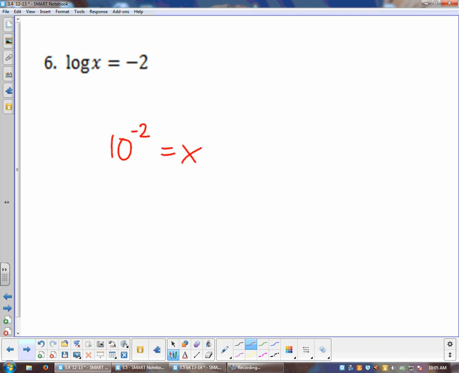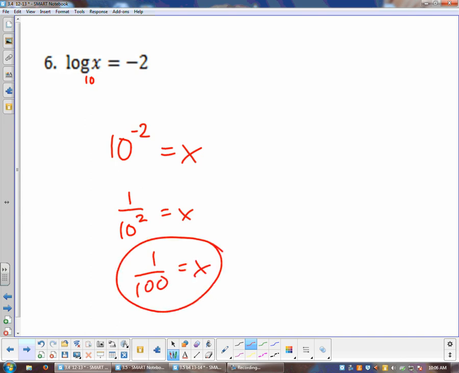Do people agree with that? Remember, if we don't see a base, it's understood to be base 10, so Jessica's going from log form to exponential form, so we can solve this. And 10 to the -2 is the same as 1 over 10 to the +2, so do we get 1 over 100 as our answer? Do you want that as a decimal or a fraction? I prefer fractions if they're exact, so I think that would be a good answer.